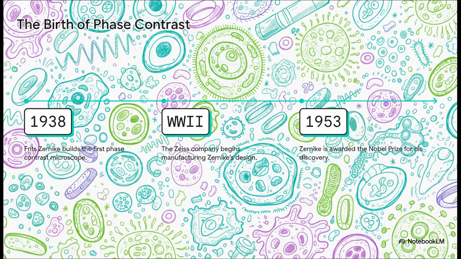And the guy who figured out how to do it was a Dutch physicist named Frits Zernike. Back in 1938, he built the very first phase contrast microscope. I mean, this thing was so revolutionary that the Zeiss company started making them during World War II, and Zernike eventually won the Nobel Prize for it in 1953. So yeah, it was a pretty big deal.